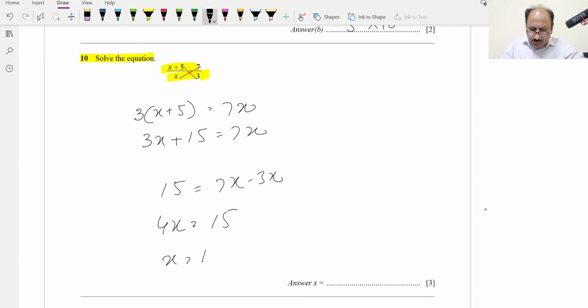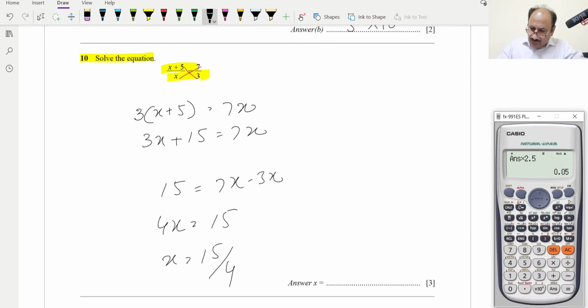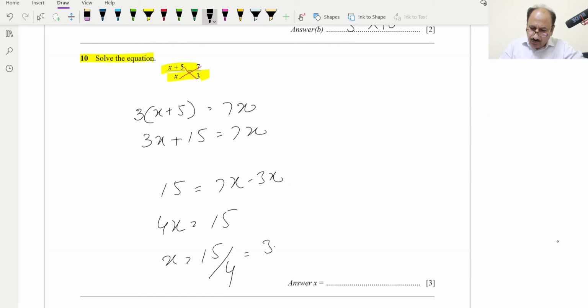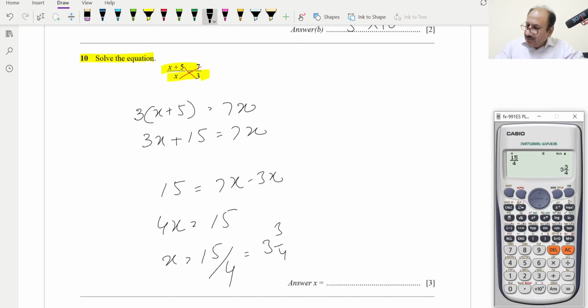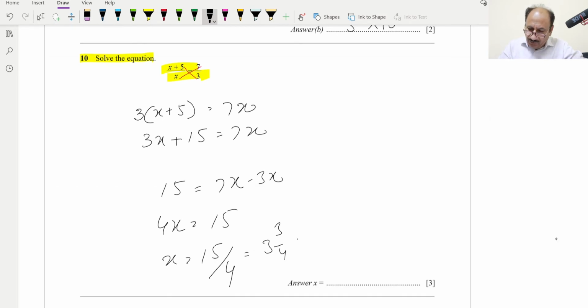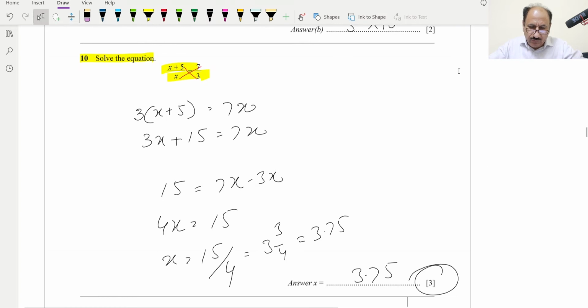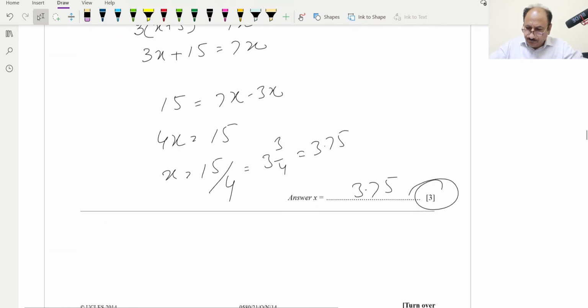So x will be equal to 15 over 4, and 15 over 4 is what? We can use a calculator for that one. 15 divided by 4 will be equal to this, and in mixed fraction it will be 3 whole 3 by 4, so we can write 3 whole 3 by 4, and even in decimal we can write 3.75. So 3.75 will be the final answer for this 3 marks question. Hopefully you understood this.